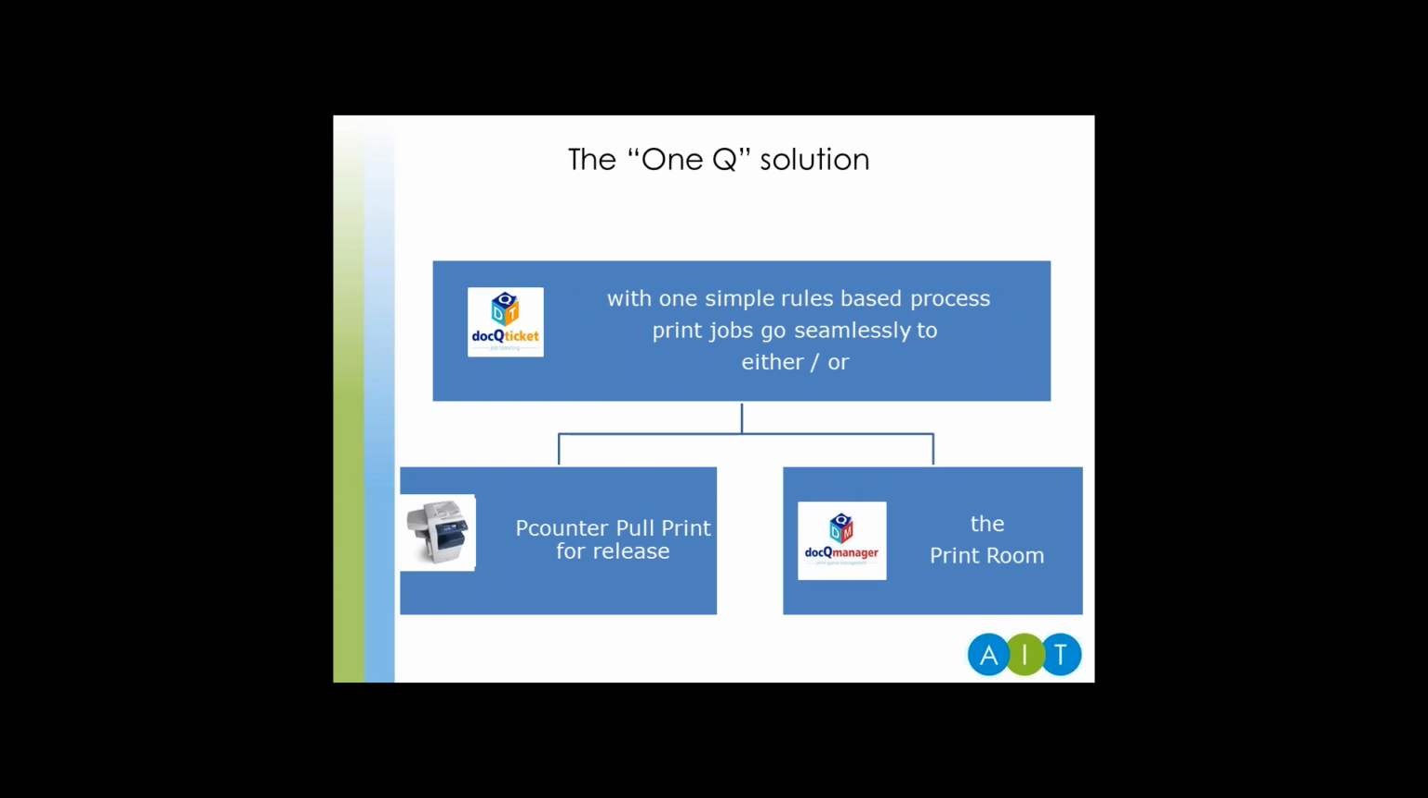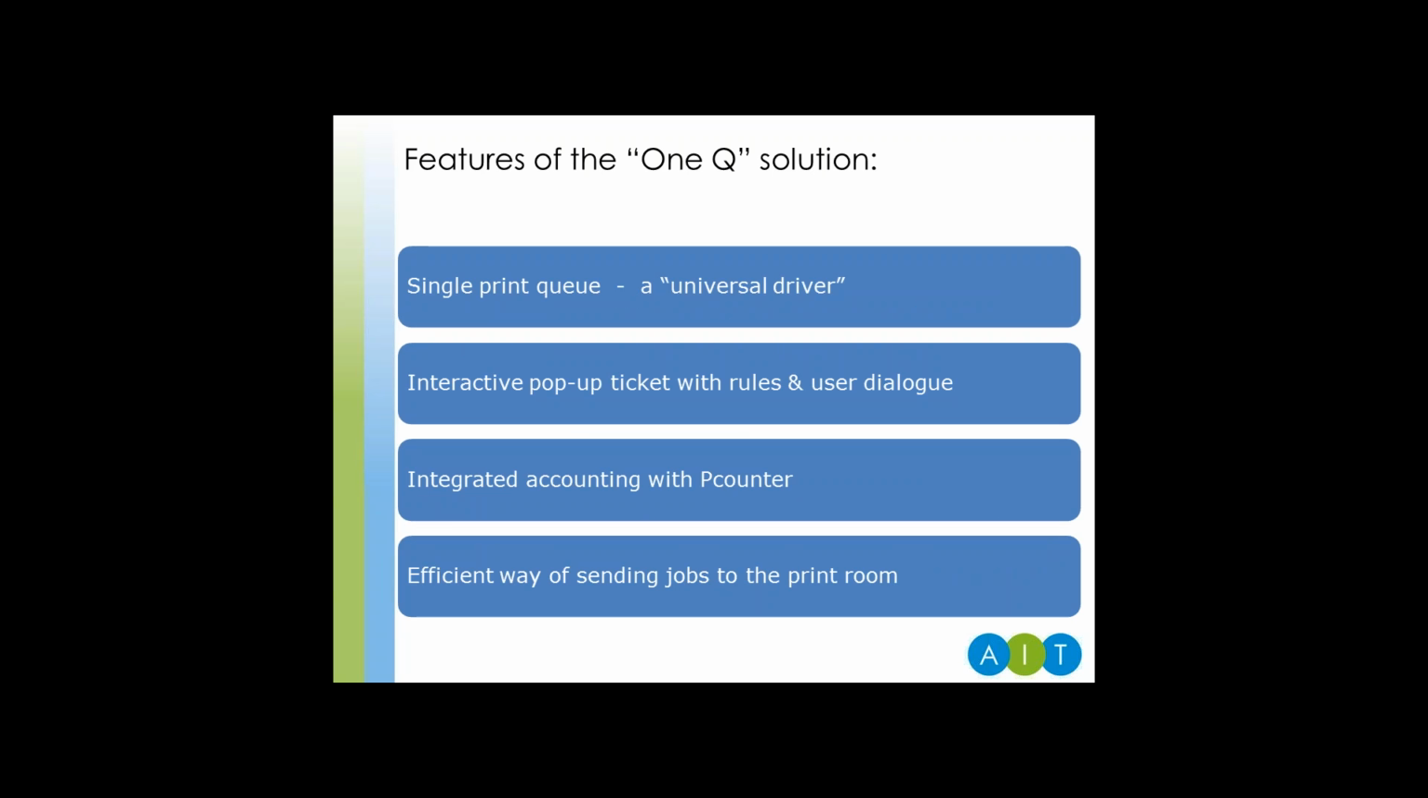So we use a job ticketing system which allows users to send the job either to an MFD, for example a pull print MFD, or to the print room. We can also put rules in place where, if the job is over a certain volume, it goes automatically to the print room. We do this using a single print queue. So as far as the user is concerned, it looks like a universal driver. What happens in reality is that we're using a job ticket, which, if a user selects an MFD, just pushes it onto the pull print queue.